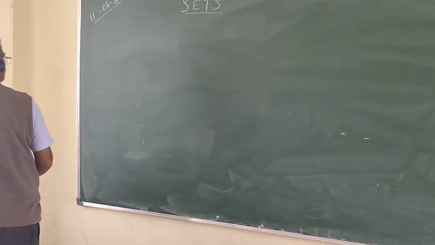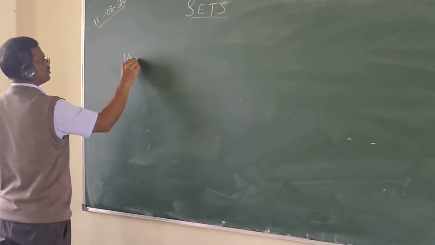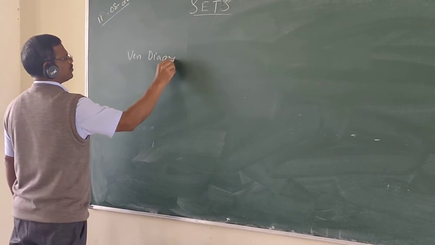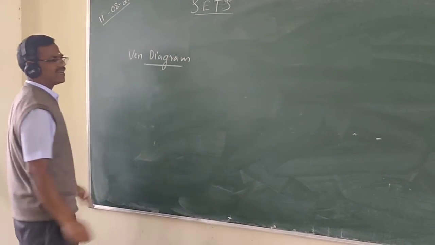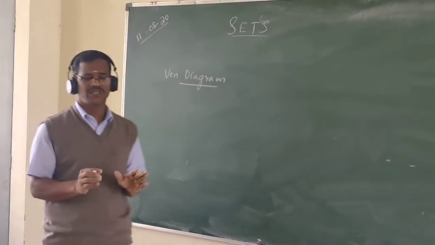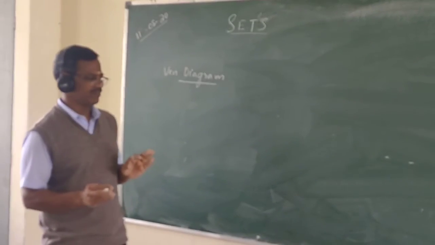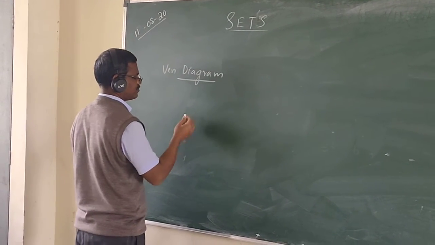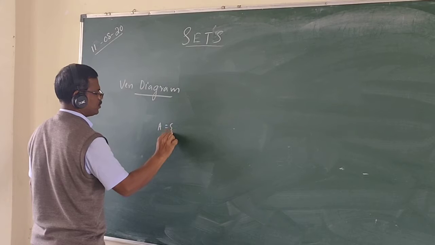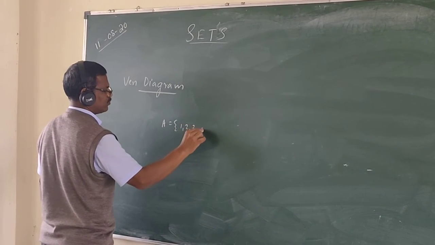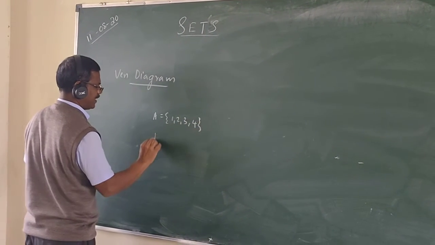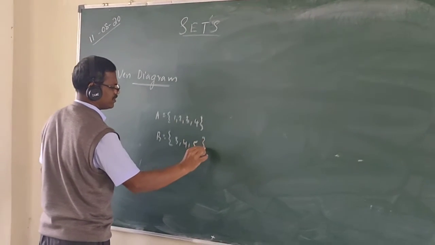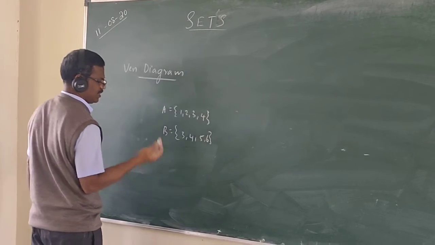Next portion is the Venn diagram. It is representing a set by using a diagram, and that is called the Venn diagram. Let us see like this. Say A is a set given to you: 1, 2, 3, 4. And B is the set 3, 4, 5, 6.